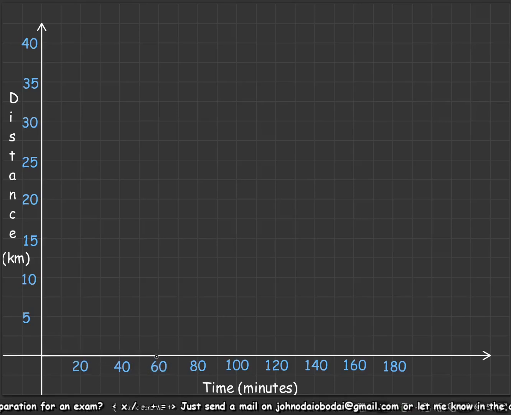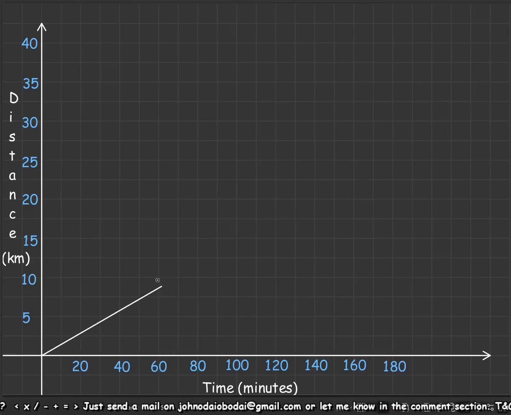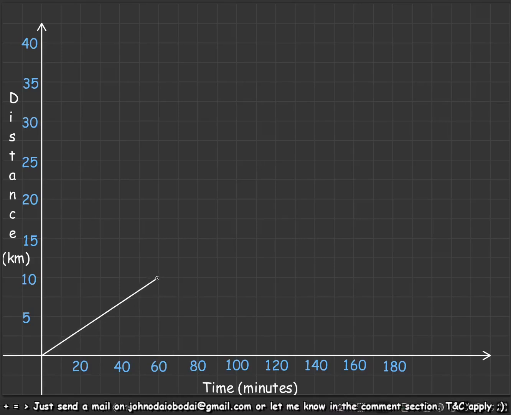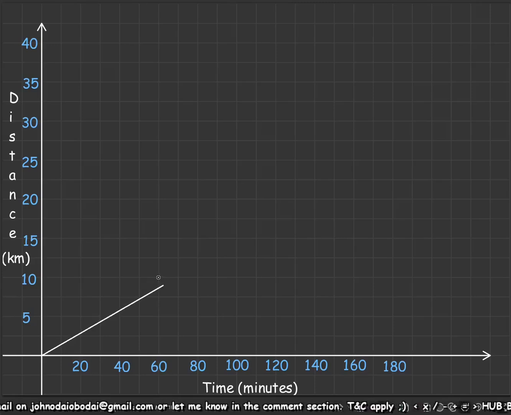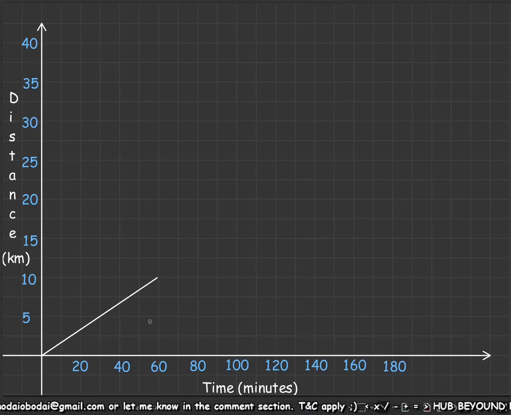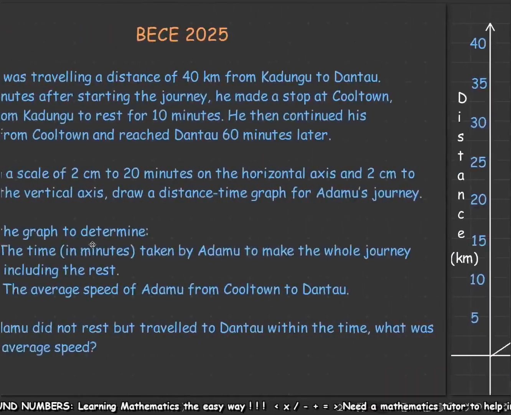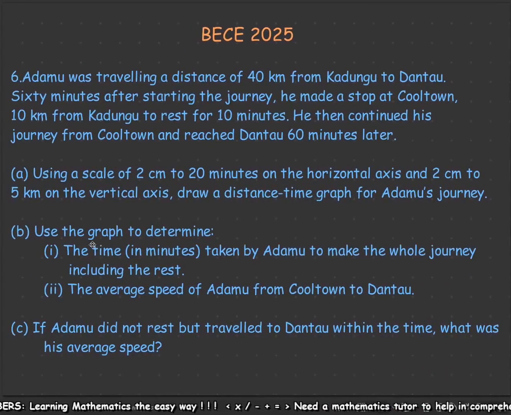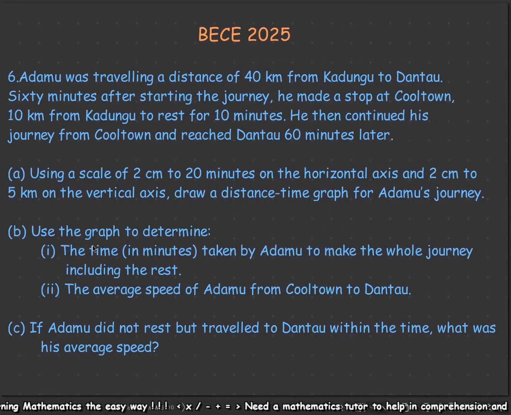And then we want 60 minutes. And on 60 minutes, you have to move up by 10 kilometers. You see? So this is the 10 kilometers. You get it? This becomes the point that we need. So I put that over there. Now with this done, let's go to the question and then see what happens after that point.